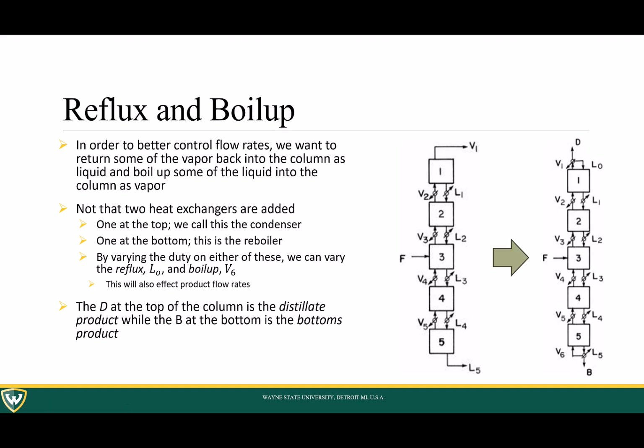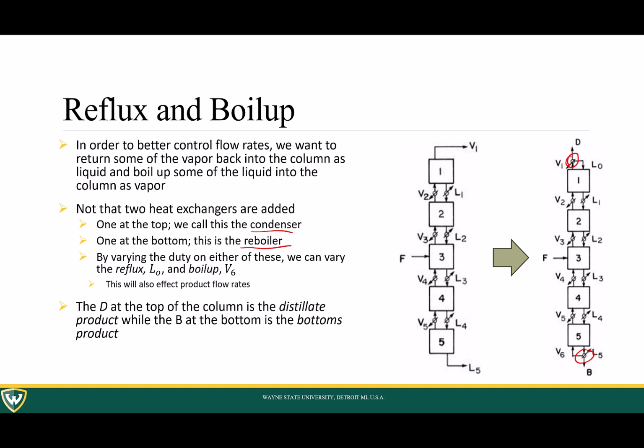So this is the new configuration. There's our heat exchanger there and our heat exchanger there. One is going to boil up some of the liquid and make it go into vapor, sending it up the column, and the other is going to condense some of the vapor into liquid and send it down into the column. We call the top one the condenser. Okay? At the bottom, that's going to be the reboiler.